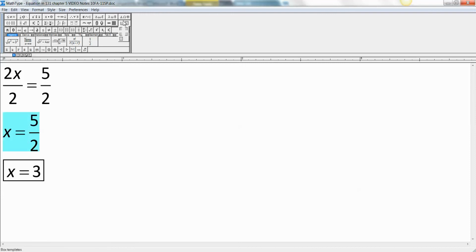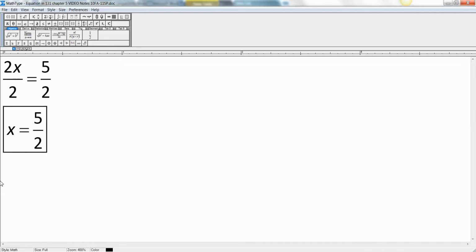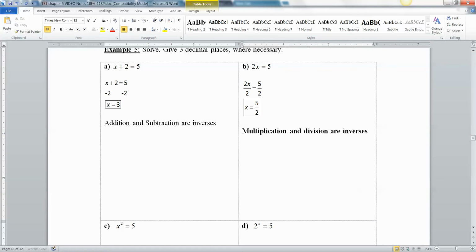Why does that work? Well, because multiplication and division are inverses of each other. Make a note. So multiplication and division are inverses. Now, those are kind of basic ones. You learn those in pre-algebra classes.